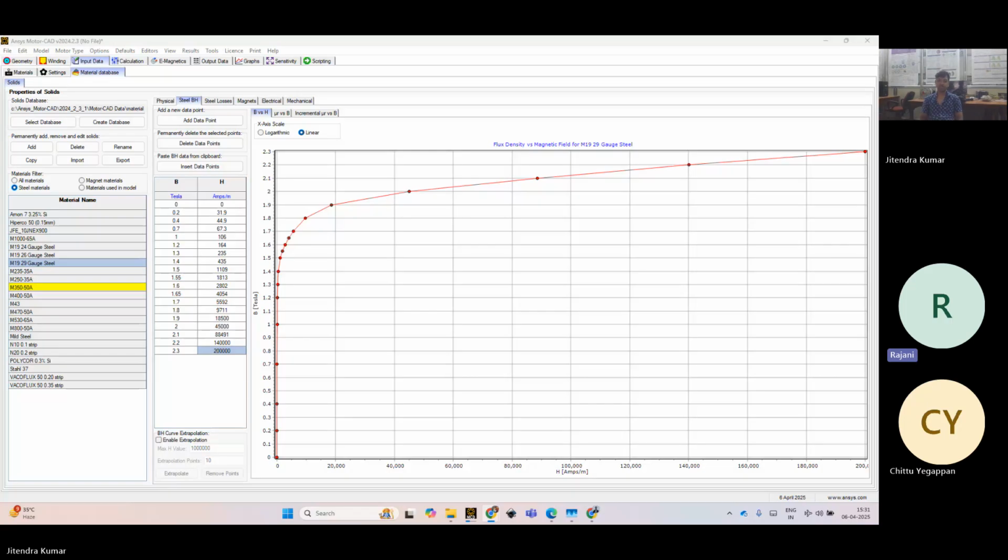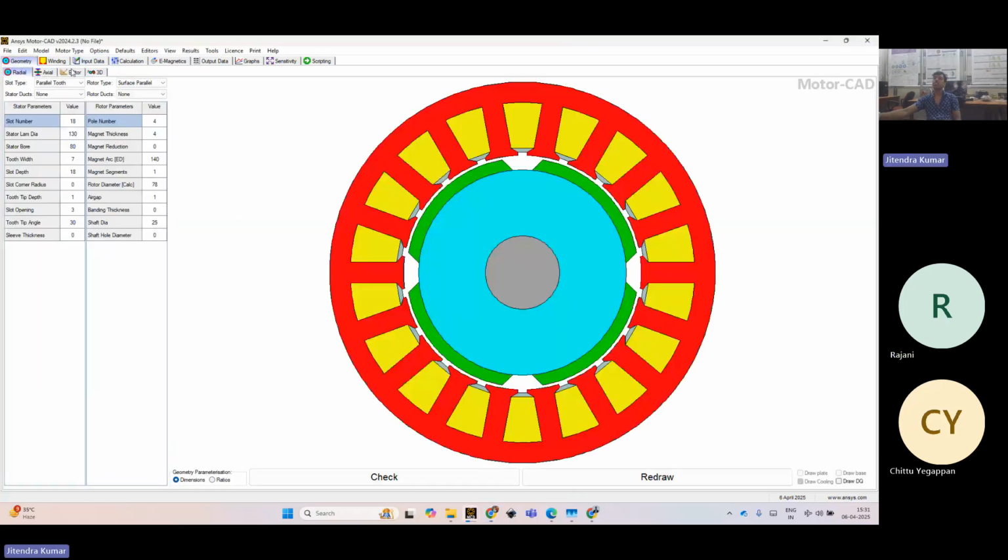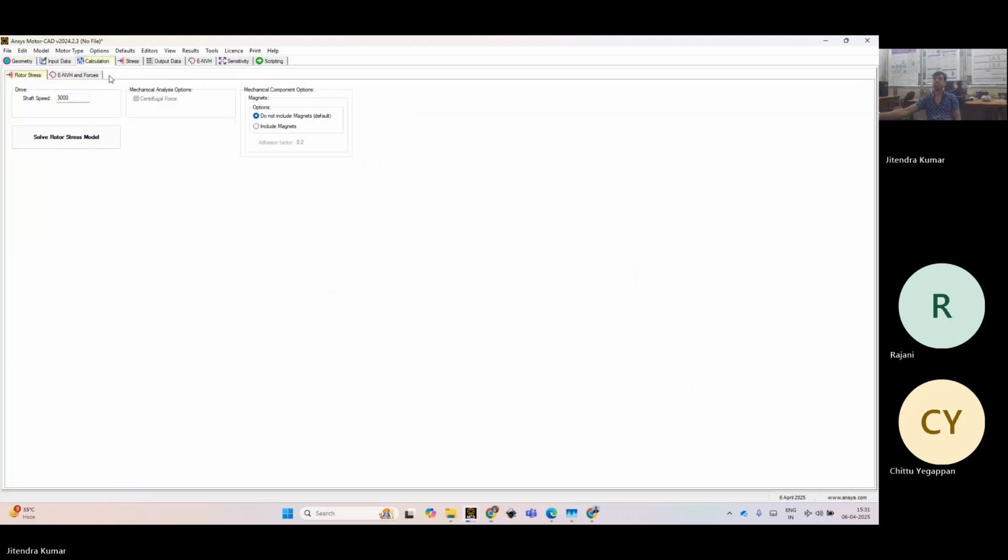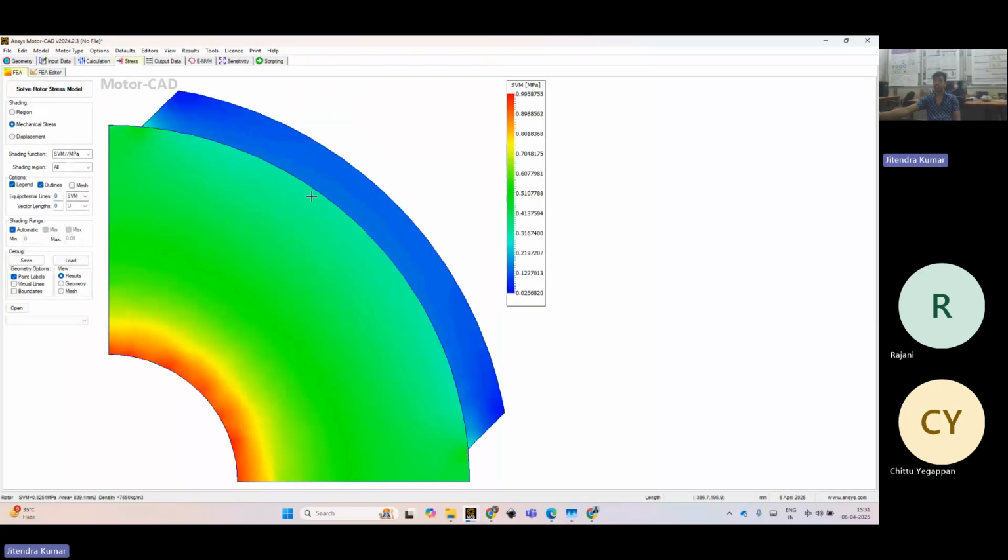Okay, we will check the stress value in ANSYS Motor-CAD mechanical. So we can go directly to the mechanical. Let us suppose the shaft speed is 3000 RPM, whatever is given in this template, and include magnet with adhesion factor, let's keep 0.5. And now we run the rotor stress model. So see how easy it is to solve mechanical stress with FEA.